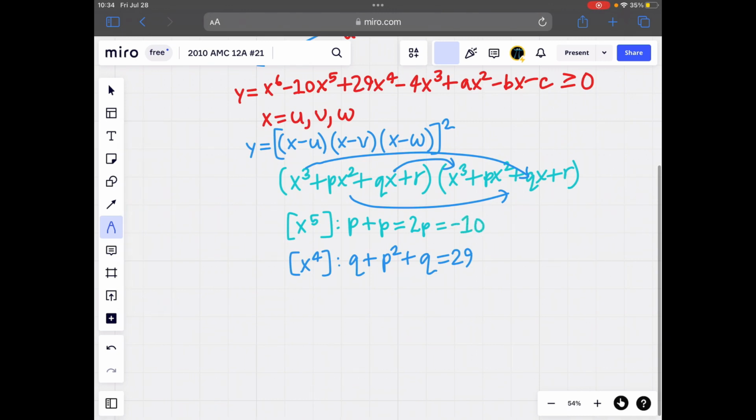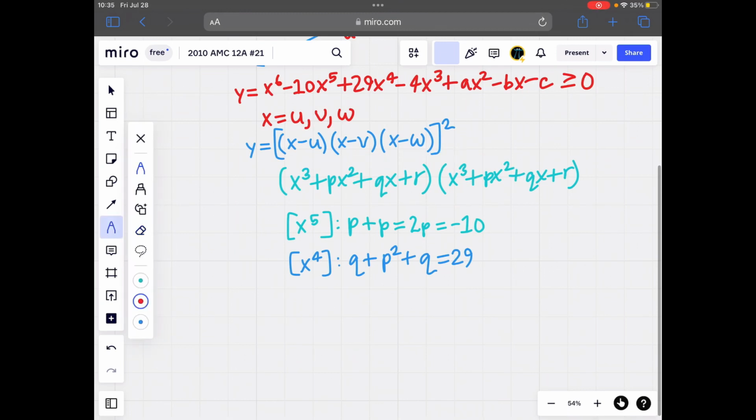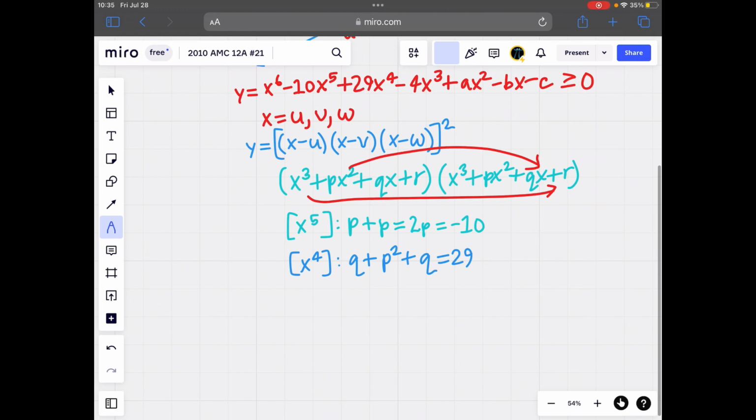Now, what's the coefficient of x cubed? Well, the coefficient of x cubed is equal to r plus pq plus pq plus r. So the coefficient of x cubed is equal to 2r plus 2pq, and we expect that to be equal to negative 4. The other coefficients I don't really care to find, because they're just a, b, and c, which don't really matter as of now. So for x to the 5th, 2p equals minus 10, so we can get that p is equal to minus 5.